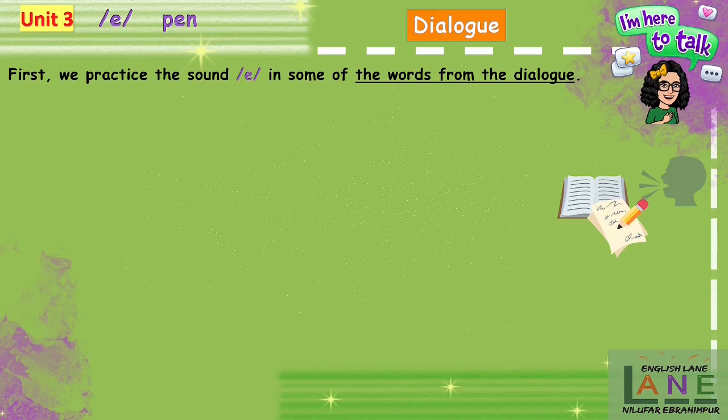The first word. Listen. Friend. Friend. How many syllables? Friend. One. Friend. And we have one air sound. It's air. Friend.